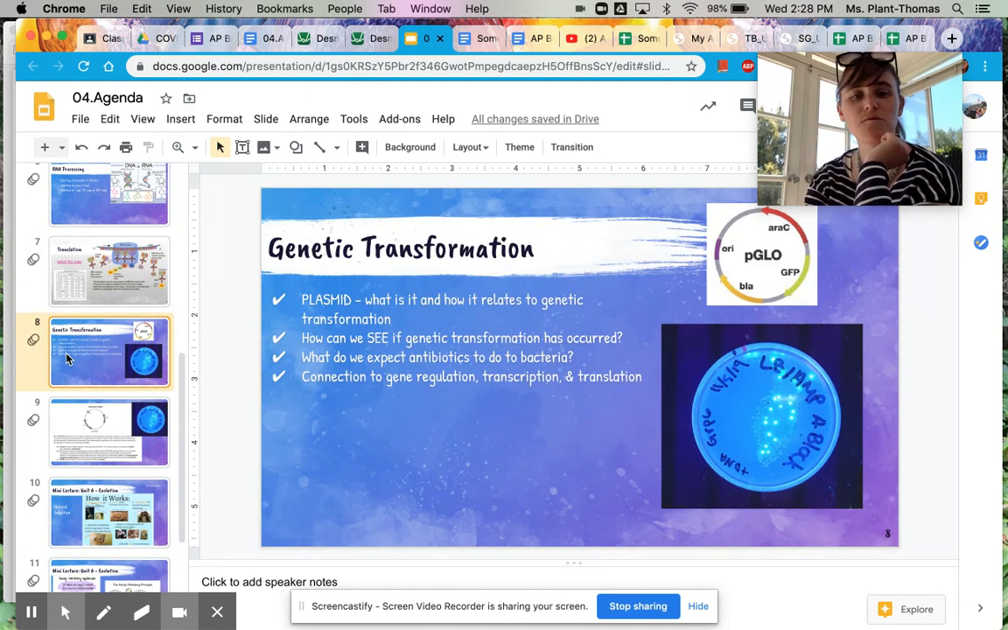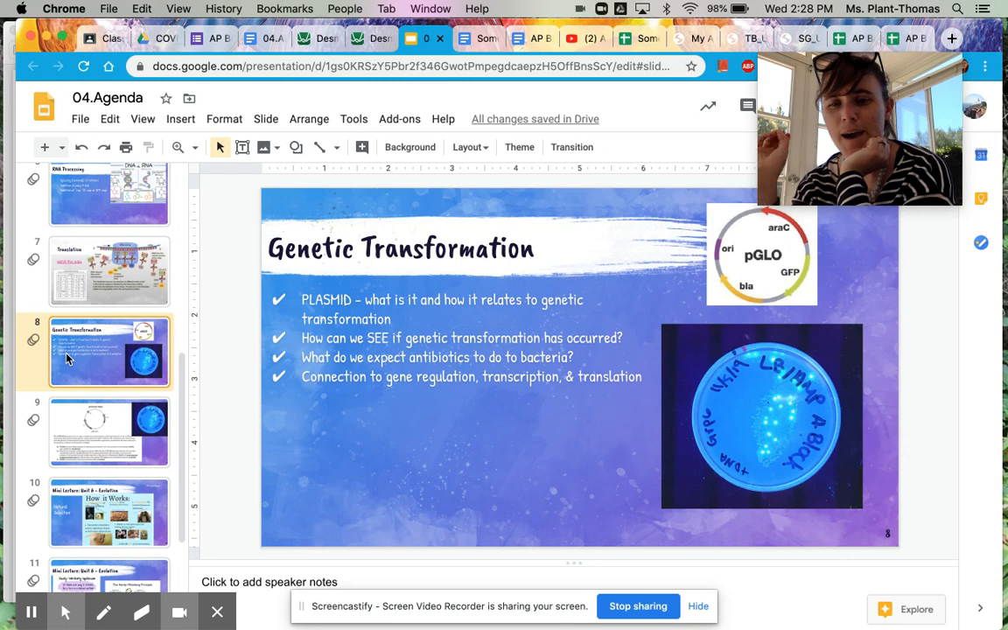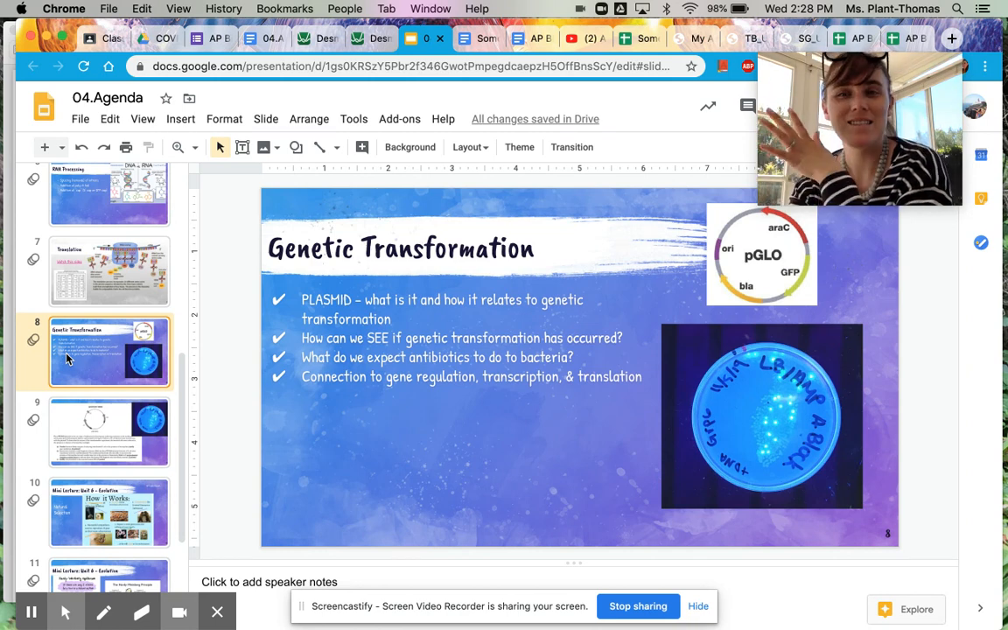So, genetic transformation, what is that? Our lab where we got the bacteria to glow was our genetic transformation lab. We also called it sometimes the bacterial transformation lab. Same thing, just specifically in bacteria. Genetic transformation is where you are changing the DNA of an organism with the goal of changing that organism's trait. The way we were changing the DNA of our organism, E. coli, was by adding a plasmid to it.